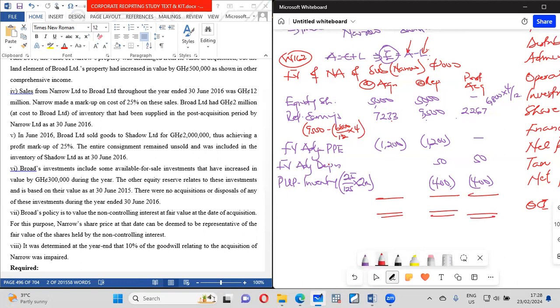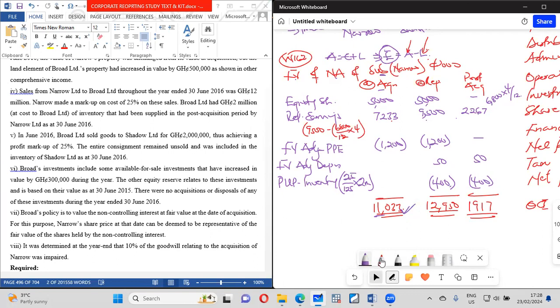So if I add this side, what am I getting? Getting 1,917. Side is 12,950, and I have here 11,033. All right. And please listen carefully, because the name of this figure is fair value of net assets of subsidiary at acquisition. A question can actually give you this figure directly, so be careful.